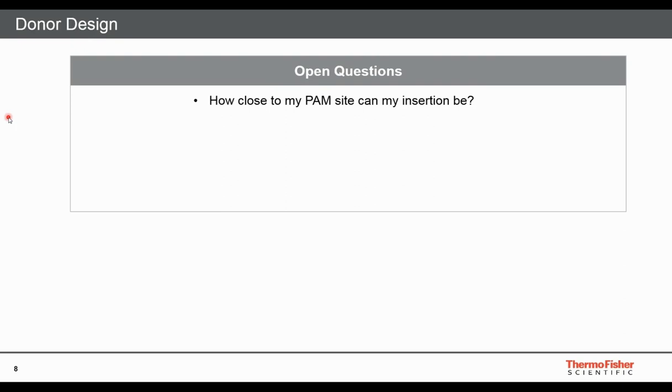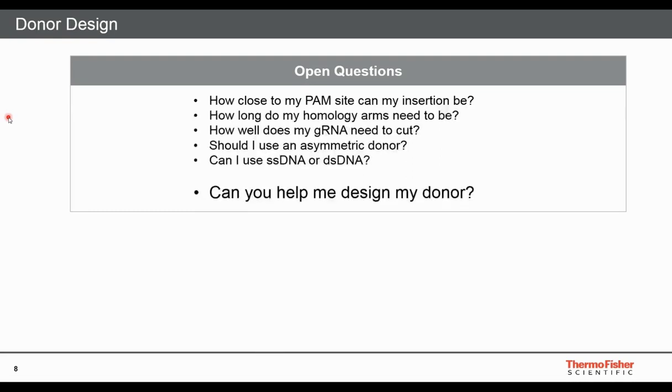Now, when we talk about donor design, the questions that we get from a number of scientists that we go out and talk to is they want to know how they should be best designing this molecule. How close does my PAM site need to be to the insertion site? How long do my homology arms need to be? How well does my guide RNA need to cut? Should I be using single-stranded versus a double-stranded donor? And collectively, the scientists that we work with are asking, can you help me design my donor molecule? What does this donor molecule need to look like to be successful?